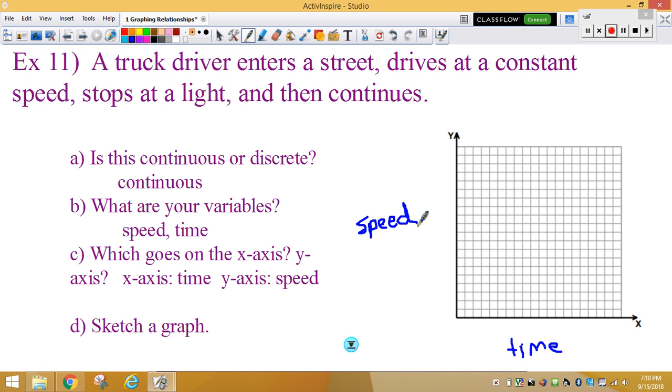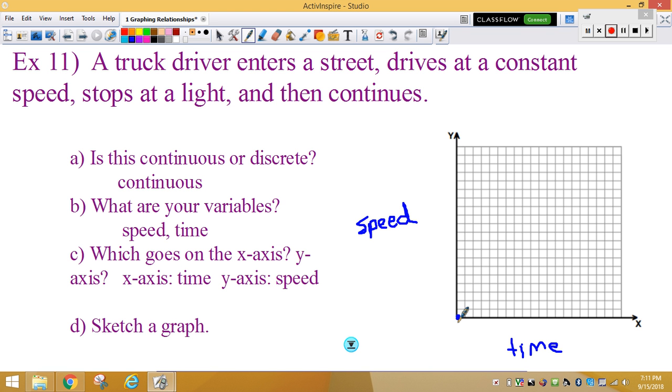So we're going to start at the beginning. A truck driver enters a street. So if he's entering a street, what is his speed when he takes off to enter a street? It should be 0 if you're a good driver, right? You don't want to turn on a street. You're going to come to a stop before you turn onto a street. So that means I'm going to start here at 0.